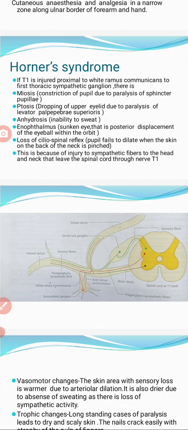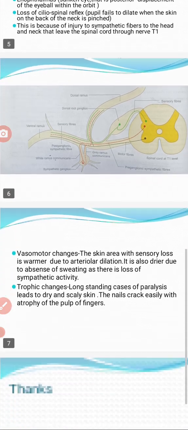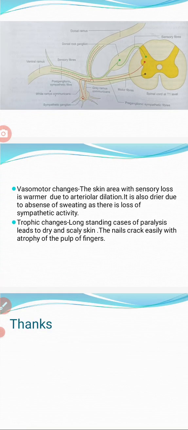This is because of injury to the sympathetic fibers to the head and neck that leave the spinal cord through the nerve T1. There will be vasomotor changes. The skin area with sensory loss is warmer due to arteriolar dilatation, and it is also drier due to absence of sweating, as there is loss of sympathetic activity. That is the vasomotor change.